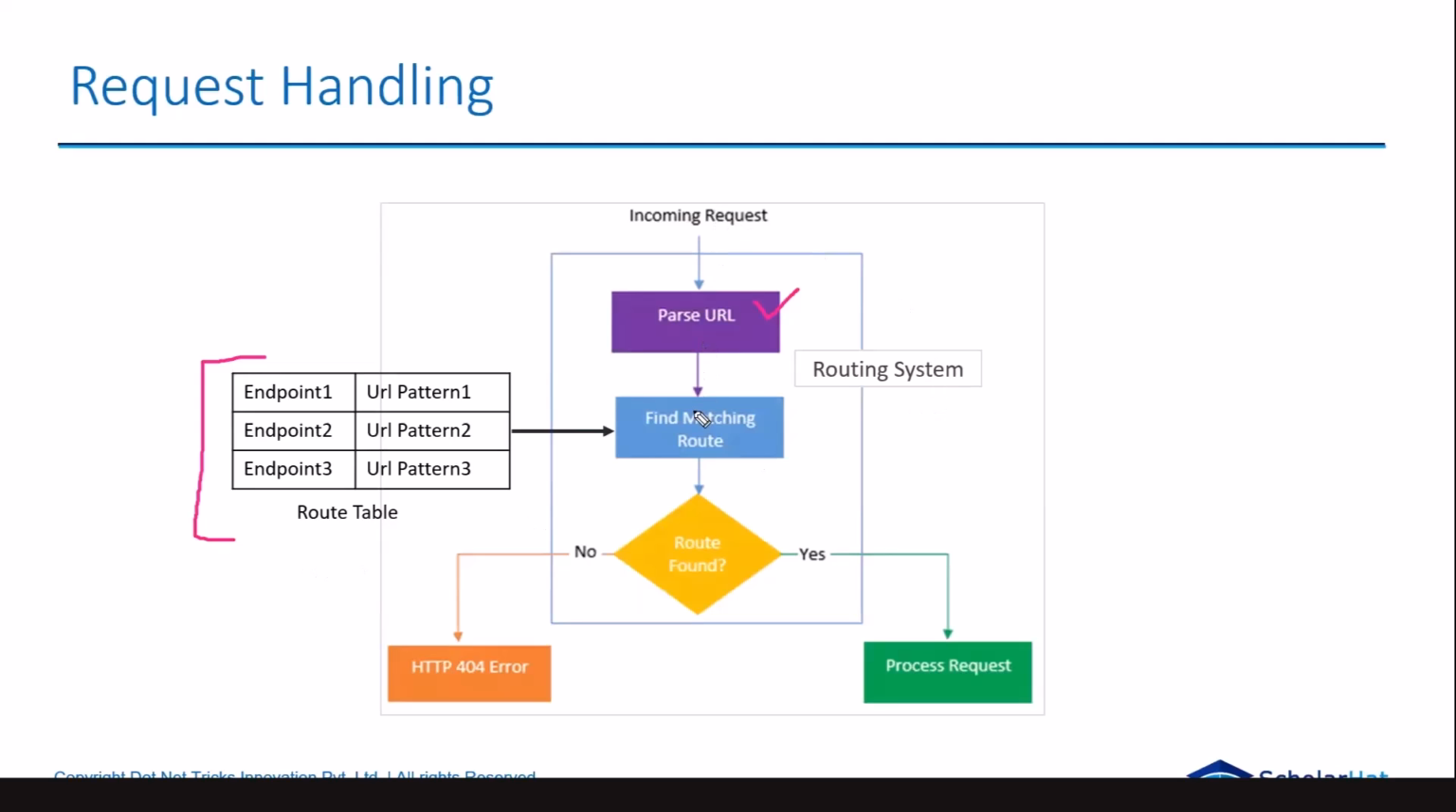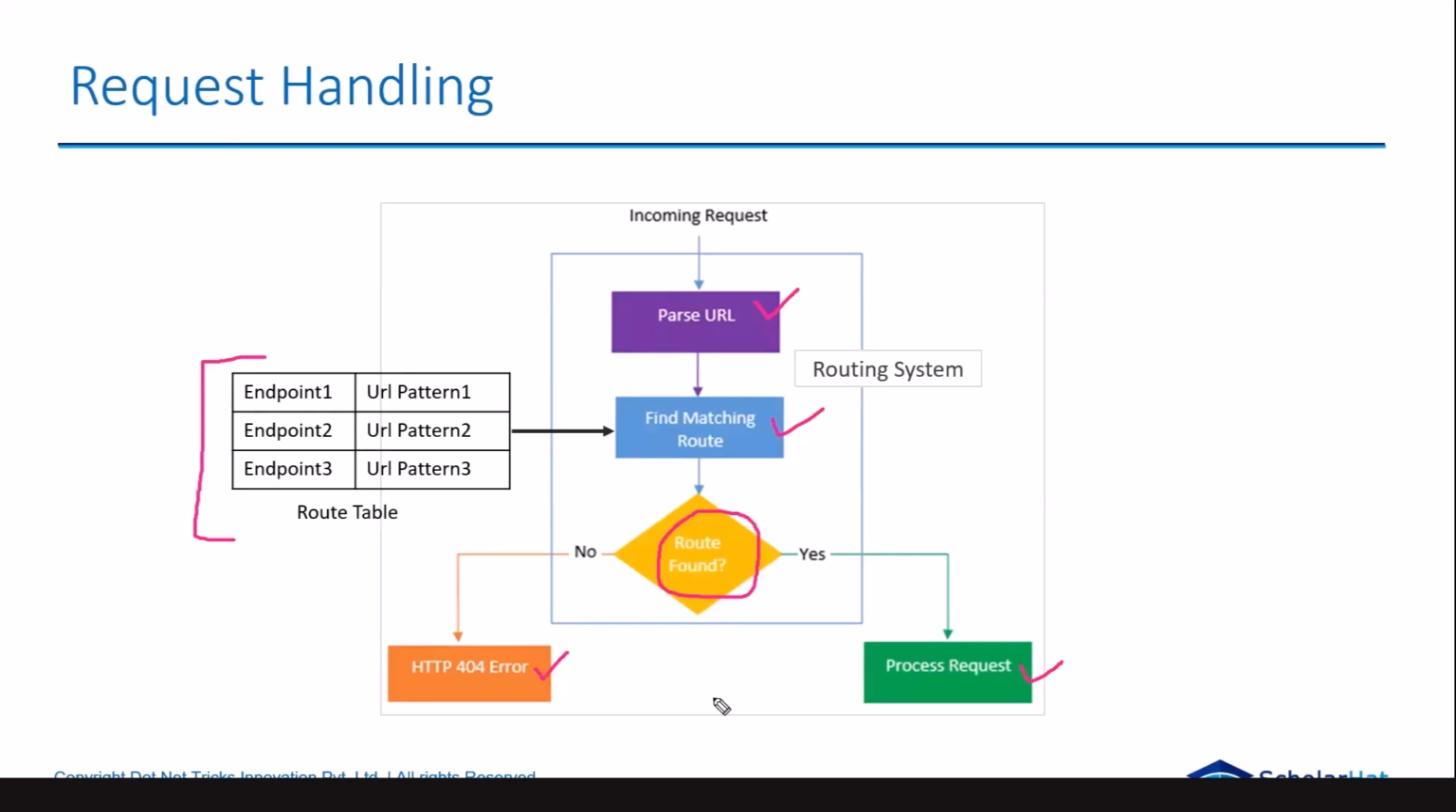So what about the requests that are coming? We try to match the request pattern with one of the patterns here. If a route is matching, if a route is found here, then the request is processed. If a route is not found here, then it returns the 404 not found error. So this is the way the flow works, how things happen in the routing system in ASP.NET Core MVC.